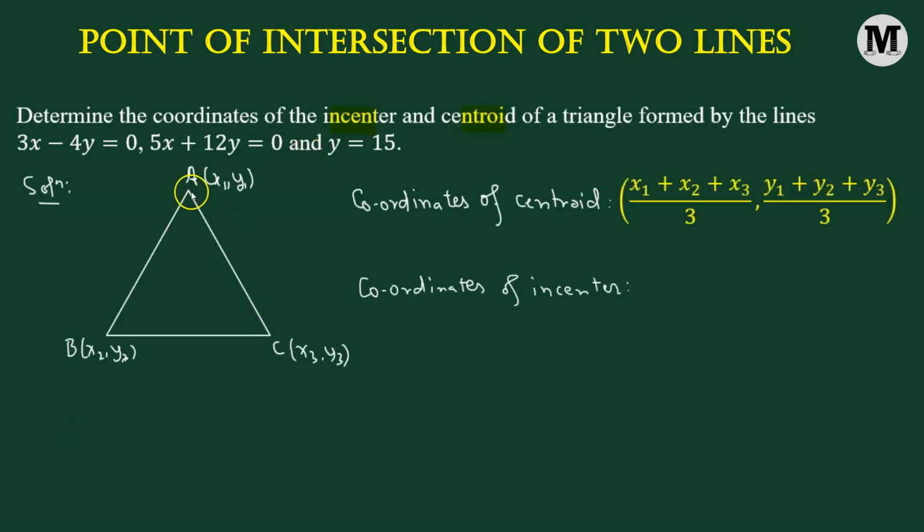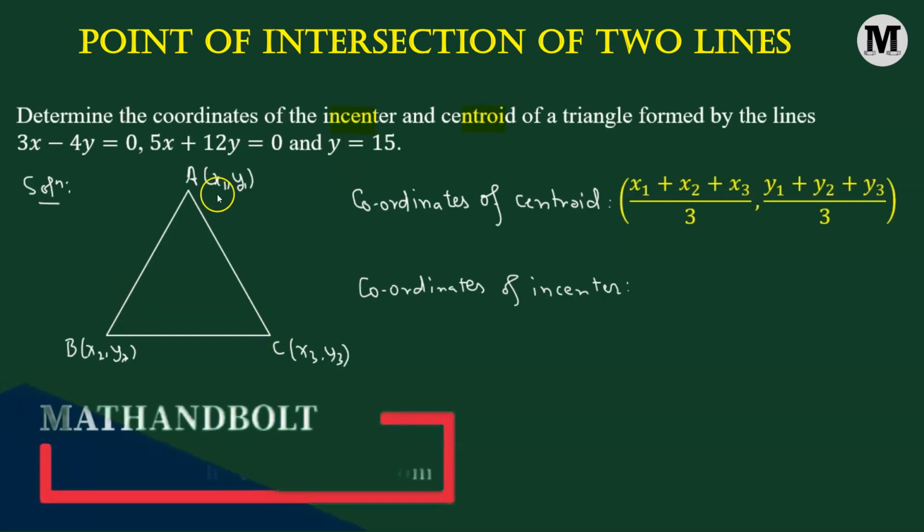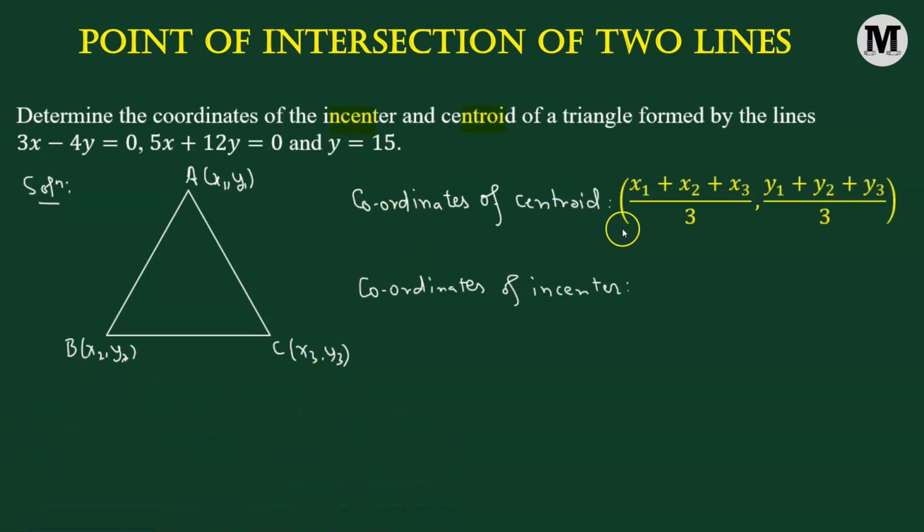Let us suppose we have a triangle ABC with the coordinates of the vertices given as x1, y1, x2, y2, and x3, y3. Then the coordinates of the centroid can be obtained by taking the help of this formula. We take the sum of the x coordinates of the vertices A, B, and C divided by 3. That's going to give us the x coordinate of the centroid. And to determine the y coordinate, all we have to do is sum up the y coordinates of the vertices A, B, and C and divide the result by 3.